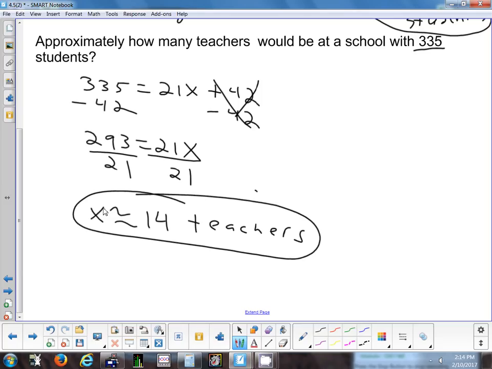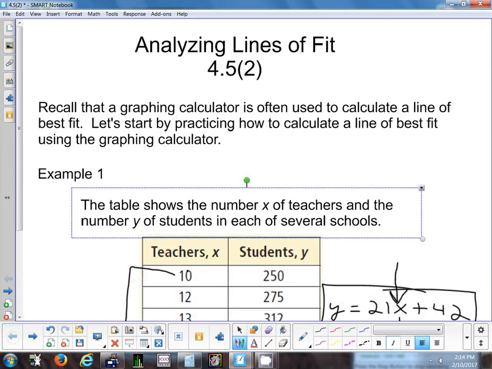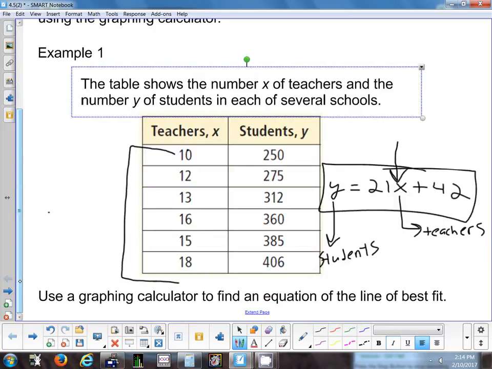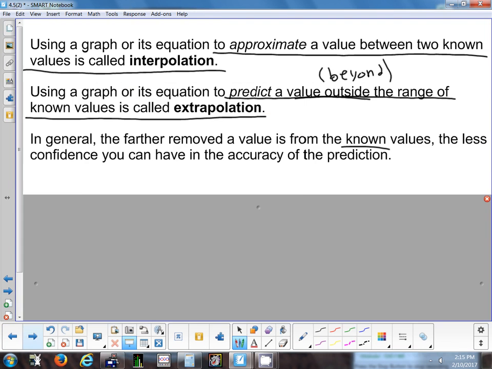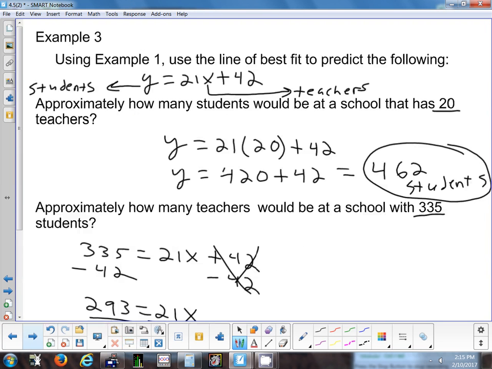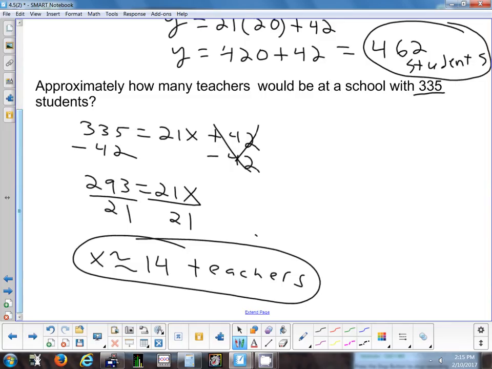Okay. Now, how about this one? 335 students. Did we interpolate or extrapolate? Why did we interpolate? Yeah, it's inside. It's somewhere between the lowest and the highest. It's not beyond the highest or below the lowest. It's in the middle. So that's interpolating. Good. So any questions on interpolating and extrapolating?